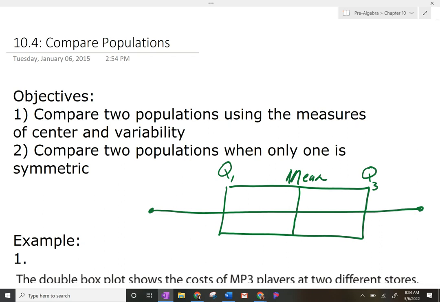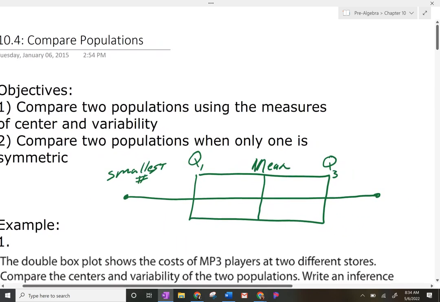Down here is your smallest number, and over here is your biggest number. So again, we don't have to write every single dot that's on there. Some box and whiskers do. I'm not going to really worry about it. The biggest thing I want you to have is to be able to visualize. Here's where the mean's at, so that's the average. Quartile 1, quartile 3.